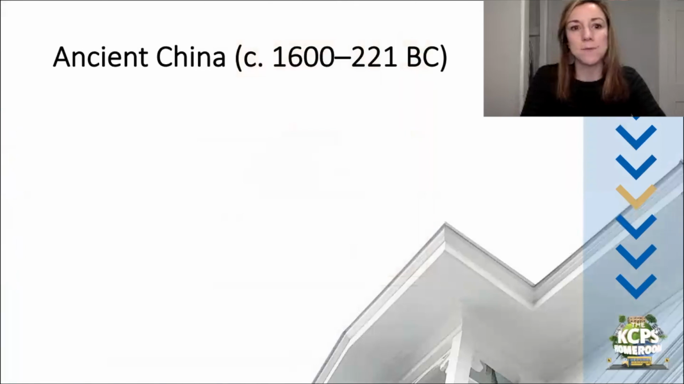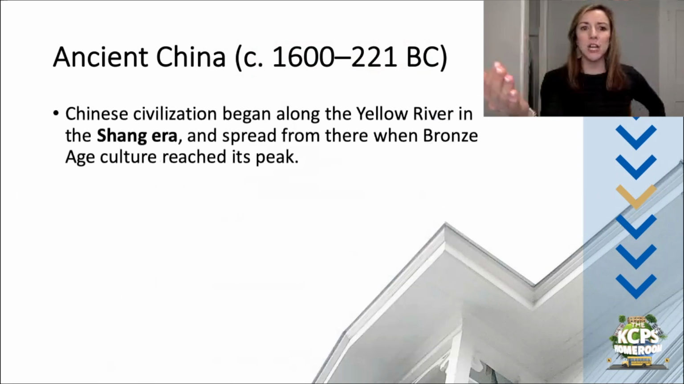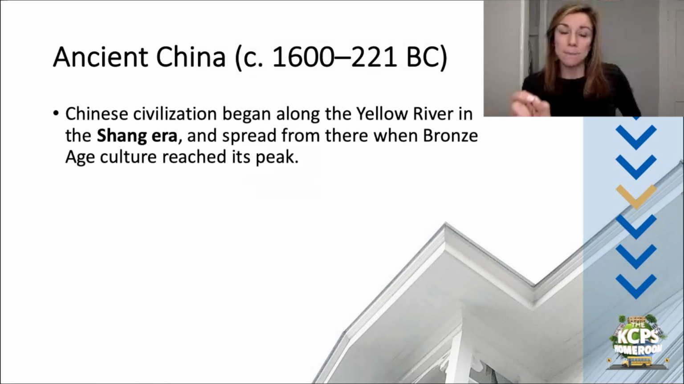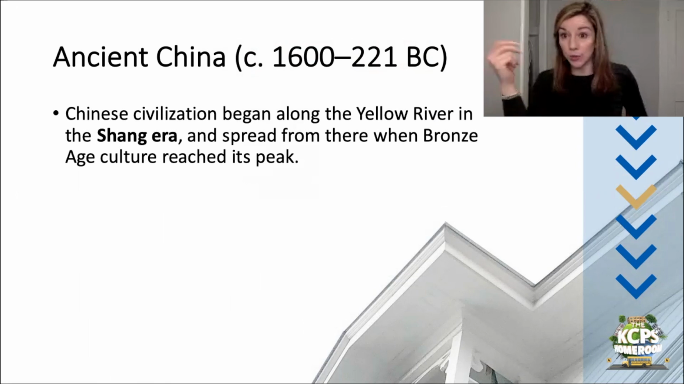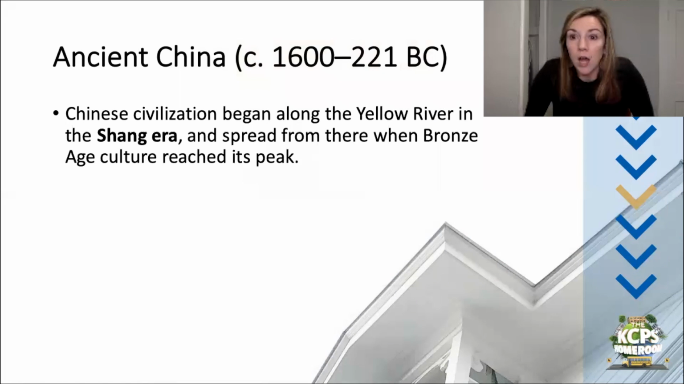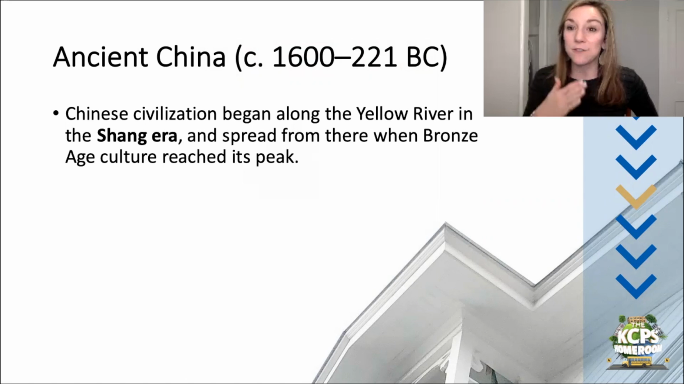So let's jump into some facts. What was going on in ancient China? So again, we're looking at the 1600s to 221 BC. Chinese civilization began along the Yellow River in the Shang era. The Shang era started when Yu was able to fix a plumbing issue, if you will, in the Yellow River that flooded all of China. And because of that, Yu was the first to start the dynasties in China.